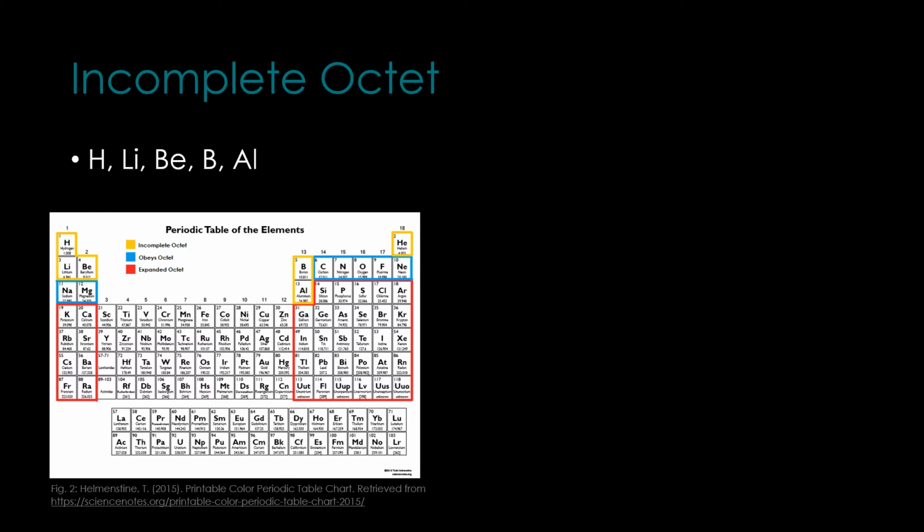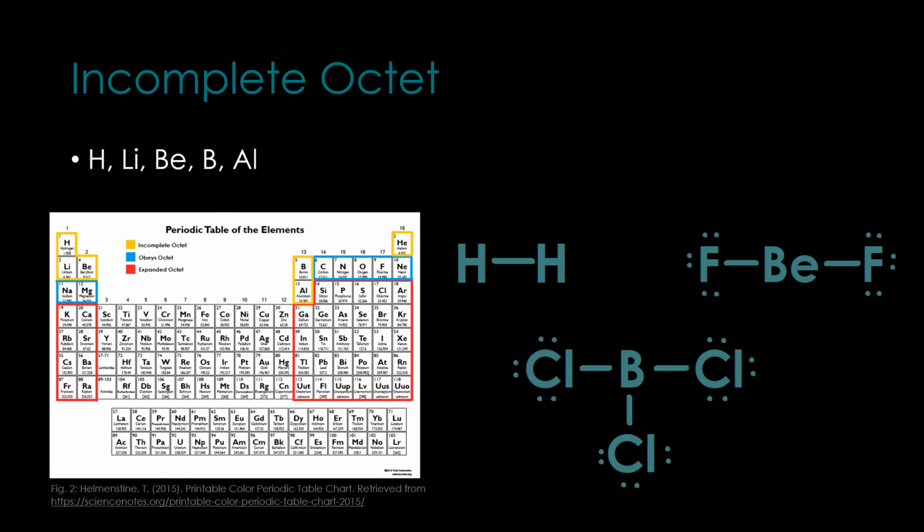Certain elements can have a stable electron configuration while still having less than 8 valence electrons after forming bonds. These elements are said to have incomplete octets. Some common examples of elements with incomplete octets are hydrogen, lithium, beryllium, boron, and aluminum. In a hydrogen molecule, each hydrogen has 2 valence electrons in its shell after sharing a bond with the other hydrogen. Beryllium in beryllium fluoride has 4 valence electrons after bonding with 2 fluorine atoms. Boron trichloride is stable with only 6 valence electrons on boron.